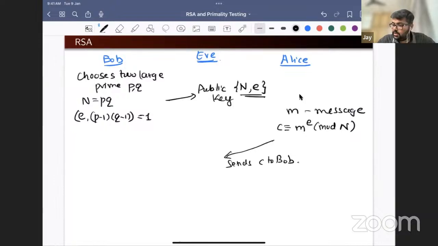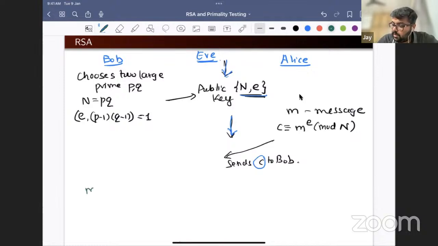And all this is in an open channel. So Eve knows all this. Eve can trace this. Of course, Eve knows the public key. It is known to everyone. Eve may be smart enough to trace c from Alice when it is going through an open channel to Bob.